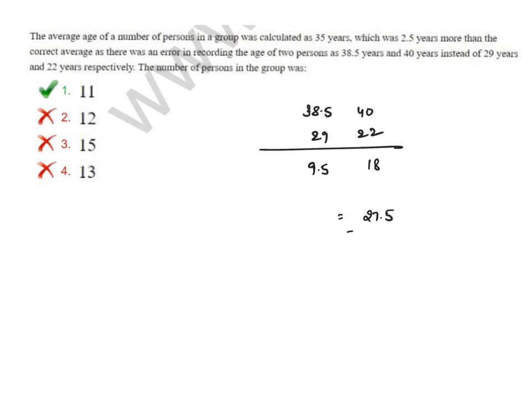So, increase in the total is 27.5, increase in the average is 2.5. Therefore, number of observations is equal to increase in the total by increase in the average. So, we can say 25 11s are 275. Therefore, there are 11 members in the group.